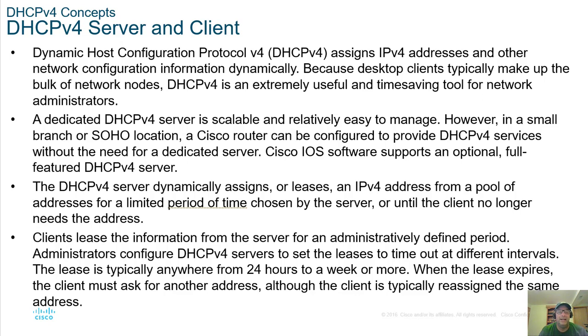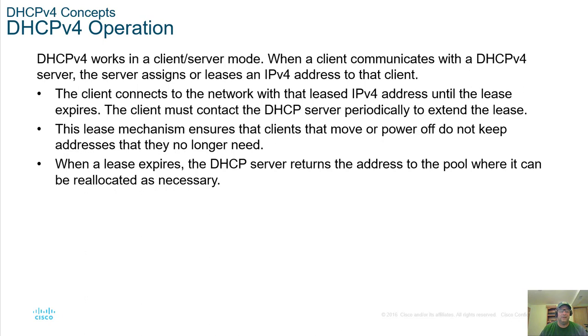DHCP servers that pass these addresses out and lease these addresses need to be configured with the network, the default gateway, and at least the DNS server. If you need to change the time of the lease, you need to change the lease times also. But those are the main settings that you would set up for a DHCP server. Let's take a look at the next slide here. It just talks about the idea that it's an easy thing to set up.